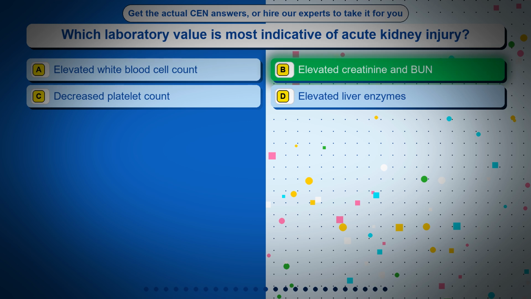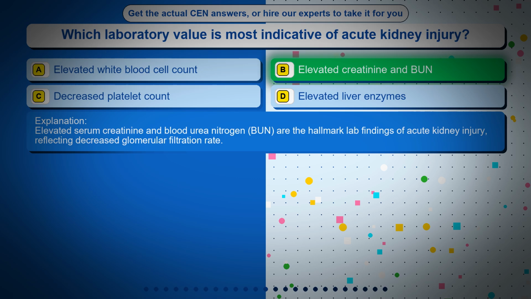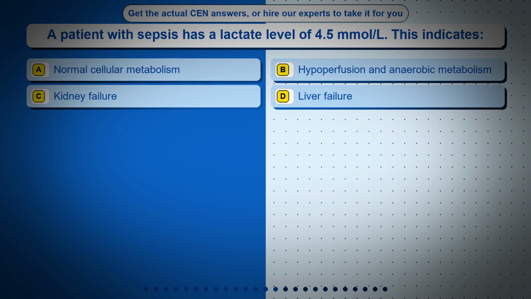The correct answer is Option B, elevated creatinine and BUN. Elevated serum creatinine and blood urea nitrogen, BUN, are the hallmark lab findings of acute kidney injury, reflecting decreased glomerular filtration rate.